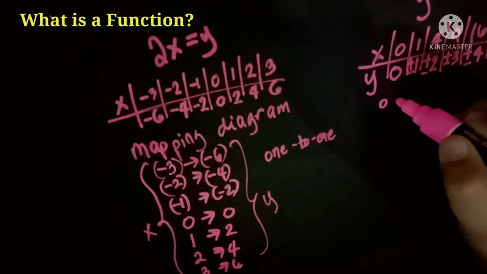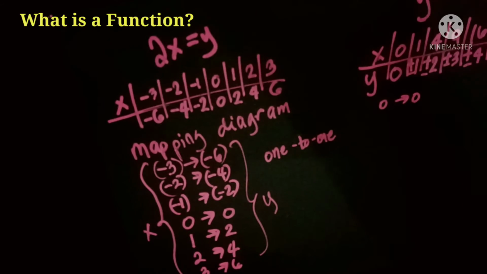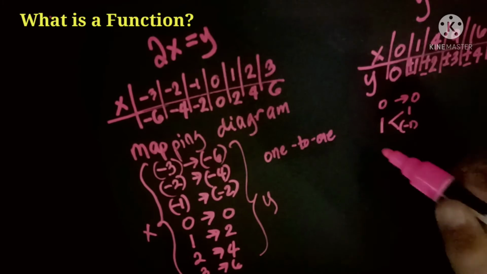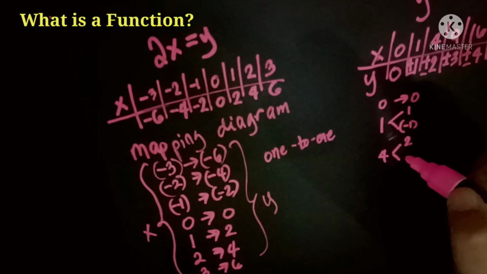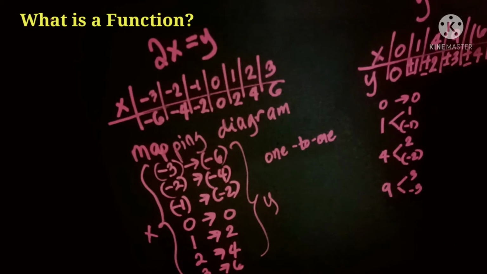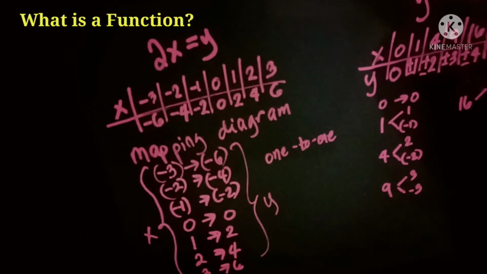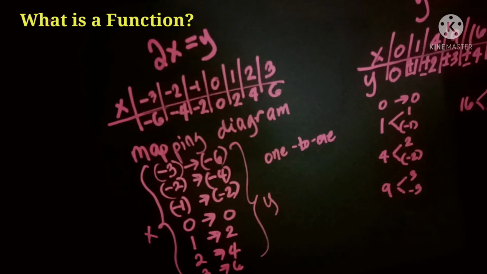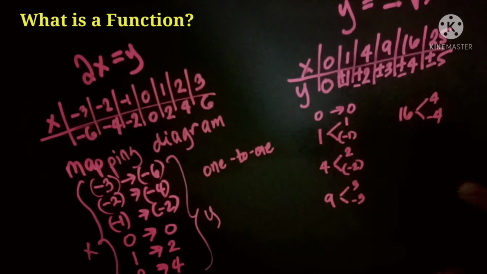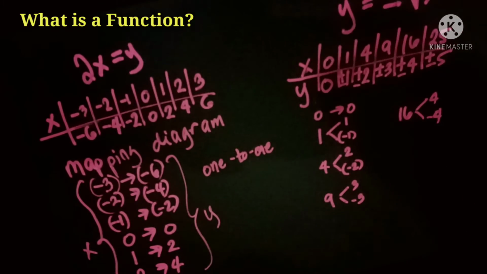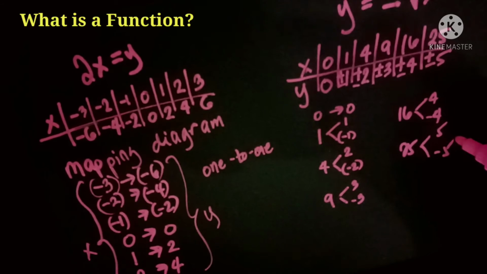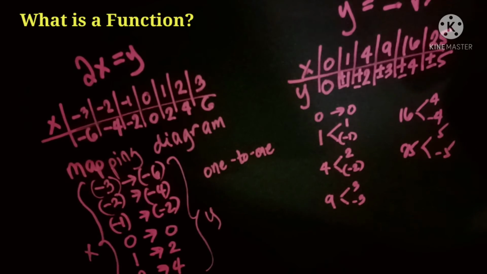We have 0 paired to 0, 1 paired to two values, 1 and negative 1, 4 paired to 2 and negative 2, 9 paired to 3 and negative 3, 16 paired to 4 and negative 4, and 25 paired to 5 and negative 5. Can you see it?